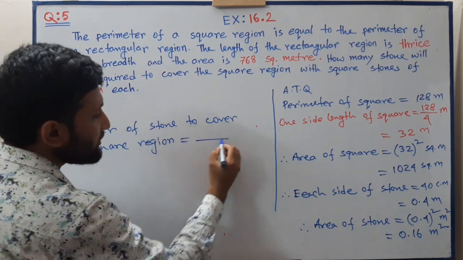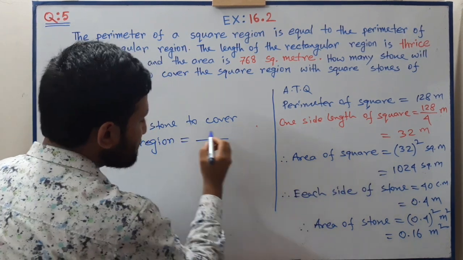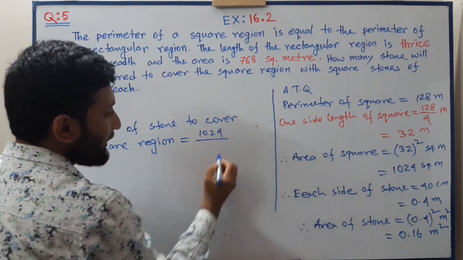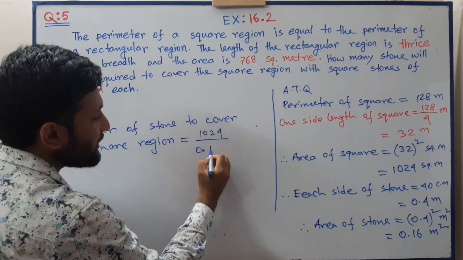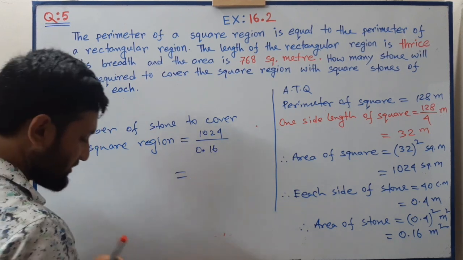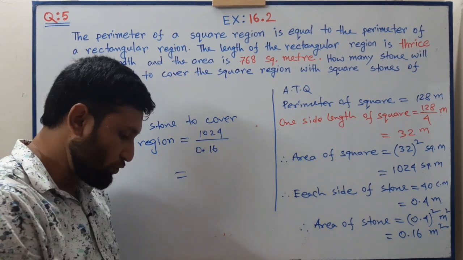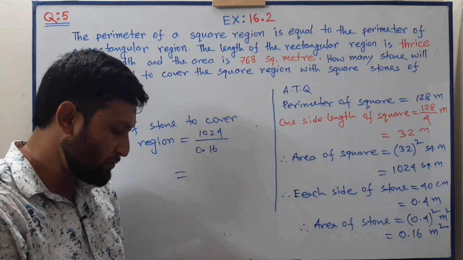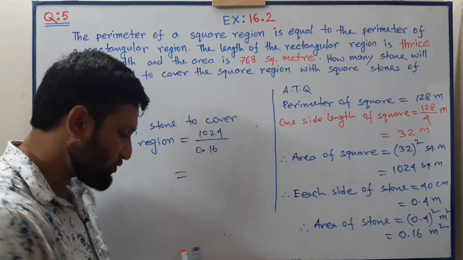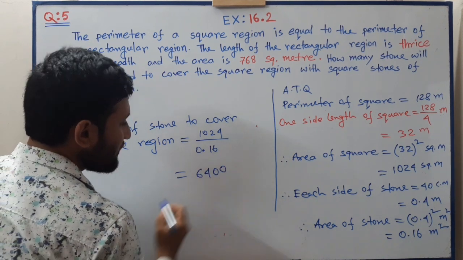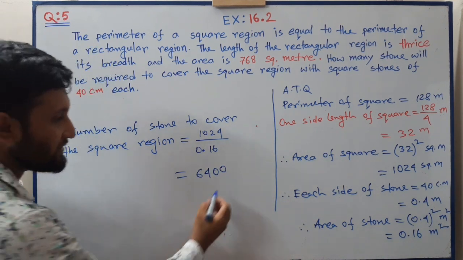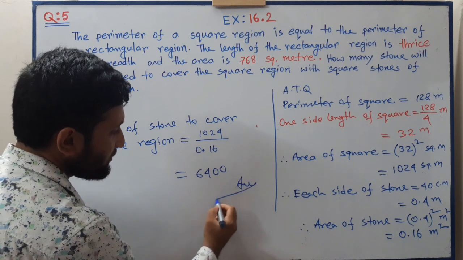Is equal to area of square is 32 square, that means 1024, and the area of stone 0.16, that means 1024 divided by 0.16, so 6400. Okay, this is our required answer.